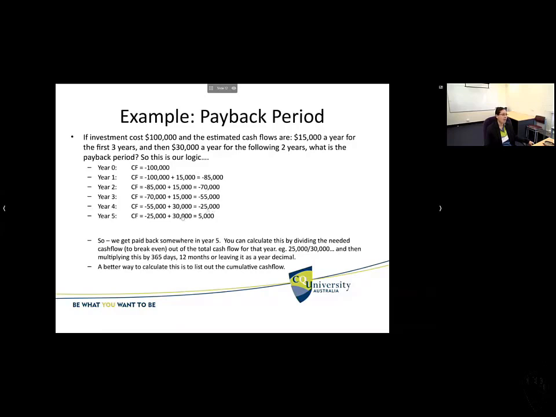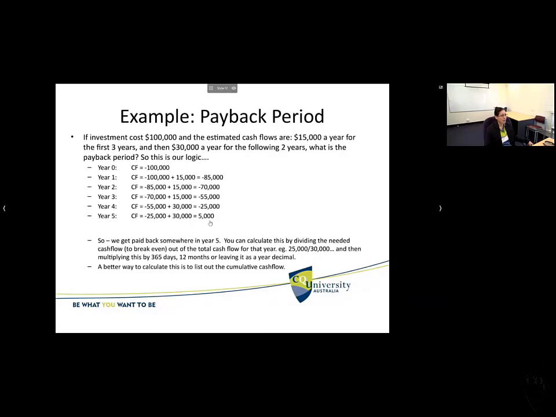In year 5, we don't just get $25,000, we actually get $30,000, so we get more than what we need to recoup our initial investment. So we're onto a positive at the end of year 5. So we know that we get paid back somewhere in year 5. Not in year 4, because at the end of year 4 we've still got $25,000 to be recouped, but somewhere in year 5 we actually get paid back.